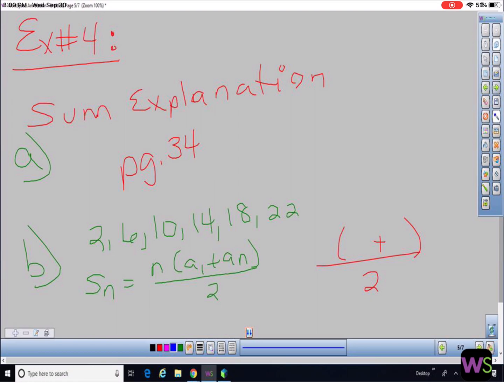What is the sum of the following arithmetic sequence? 2, 6, 10, 14, 18, 22. Okay, so we have this arithmetic sequence. We know the formula. They explained to us why we had it and why we used it. So now we plug it in. I have the first term, which is A of 1, which is going to be 2. And I have my last term, which is 22. My number of terms actually is going to be 6.